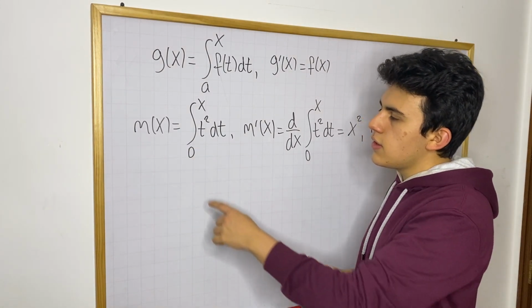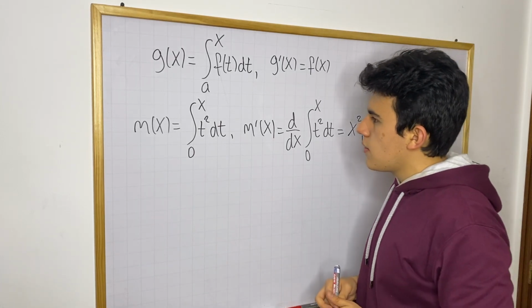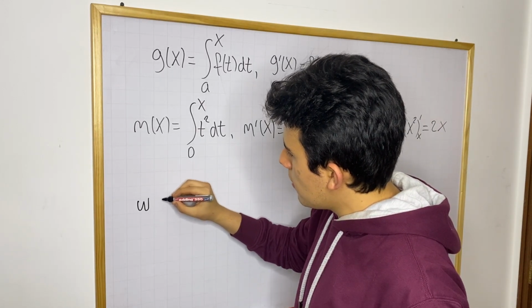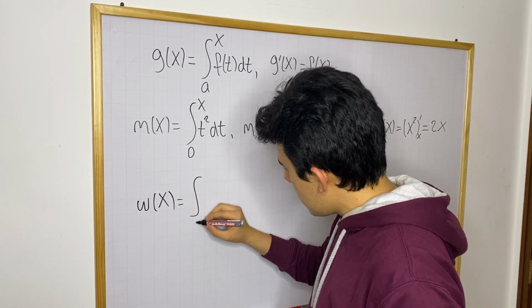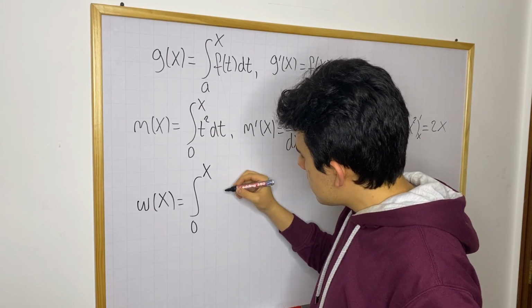The only thing that's different is that, well, we write it as an integral, okay? So let's do another example. What if we define another function? I'm going to call it w of x, and we say that w of x is going to be the integral from 0, of course, up to x.